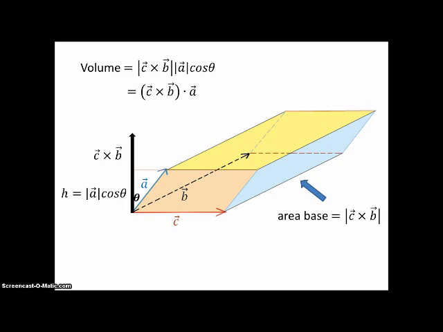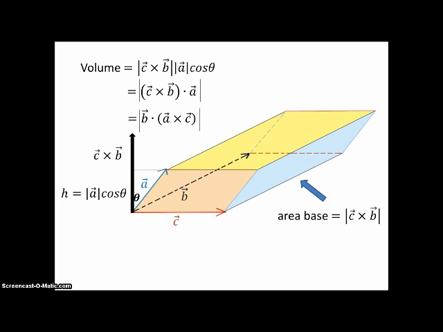Now, because the choice of the base was arbitrary, we could have chosen any of the faces of the parallelepiped for our base, and therefore the juxtaposition of these letters is irrelevant, and we can rearrange them any way we want. So for example, B dotted with A cross C would also give the volume of the parallelepiped.